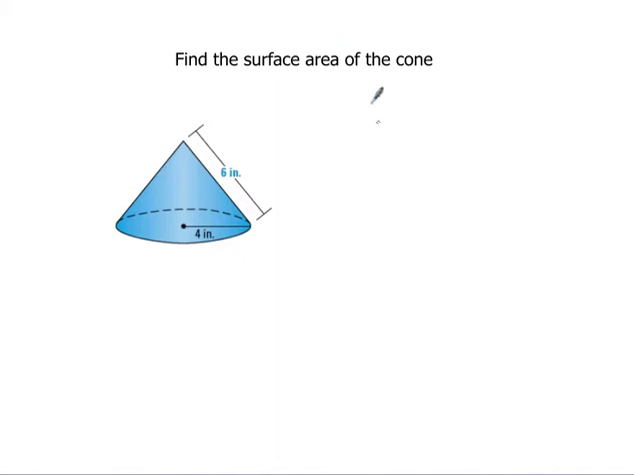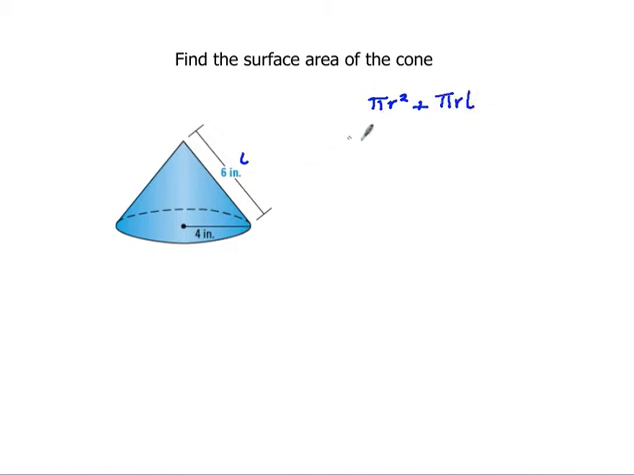Find the surface area of the cone. So to work out the surface area of the cone, we've got the bottom circular part, which will just be pi r squared, and we're going to add to that the curved surface area, which is pi times the radius times the slant height, referred to as L in the formula, pi r L.